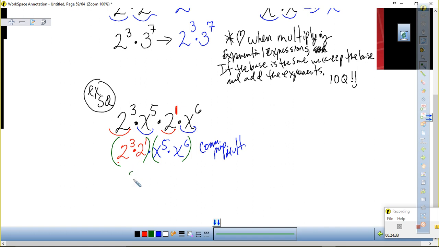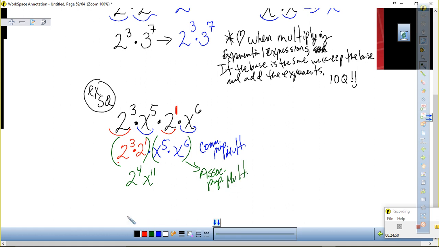So this becomes 2 to the fourth and x to the 11th. What property did I use to do the next step? Everyone. That is correct. Associative property of multiplication.